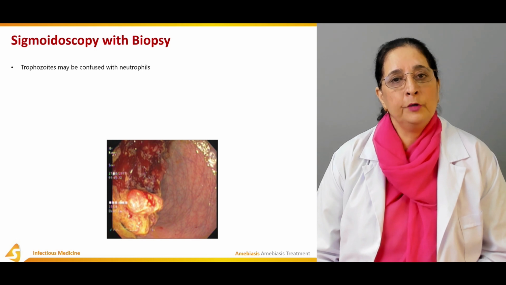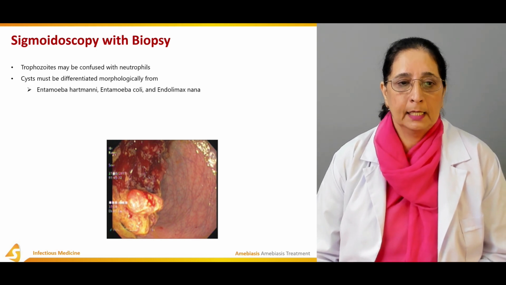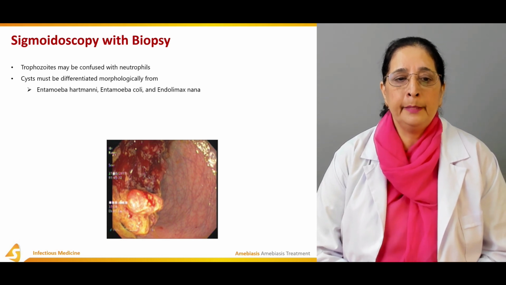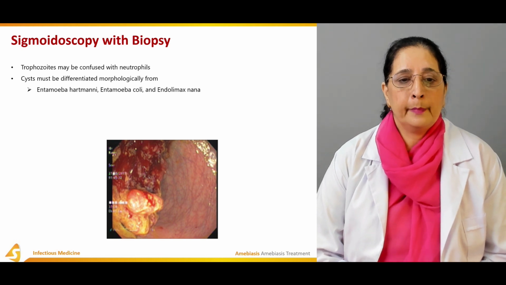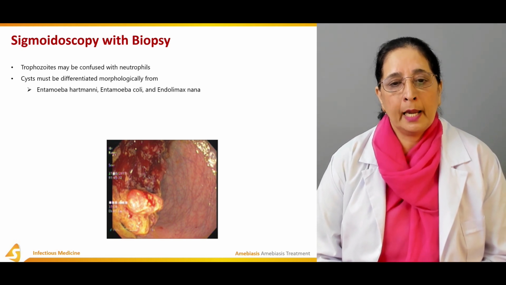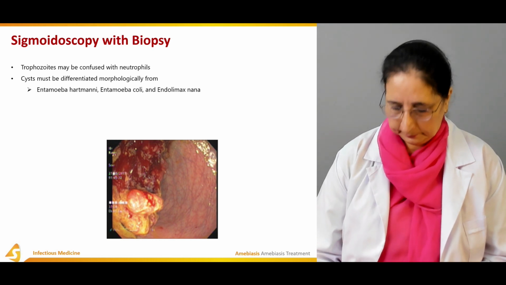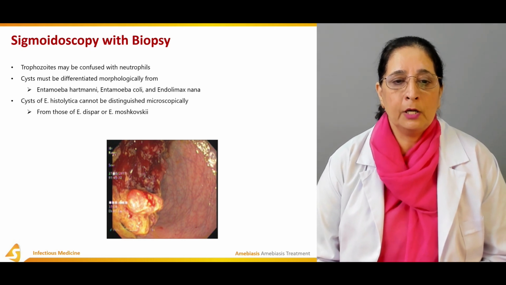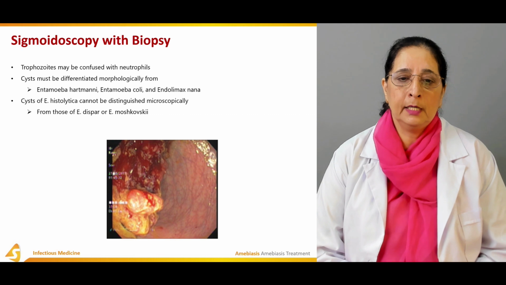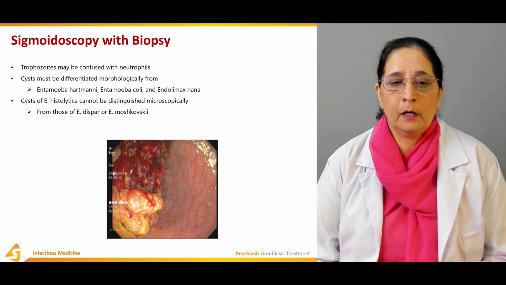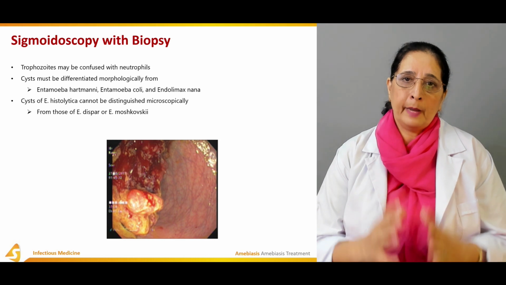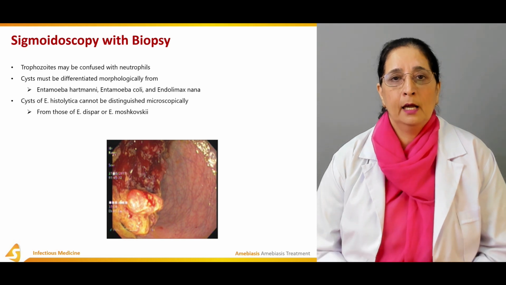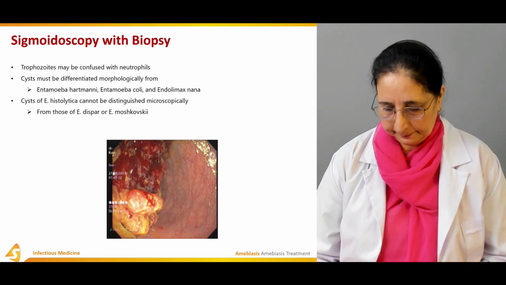Trophozoites may be confused with neutrophils. Cysts must be differentiated morphologically from Entamoeba hartmanni, Entamoeba coli, and Endolimax nana. Cysts of Entamoeba histolytica cannot be distinguished microscopically from those of dispar and moshkovskii. So microscopically, it's hard to differentiate between the cysts of these three types of Entamoeba.